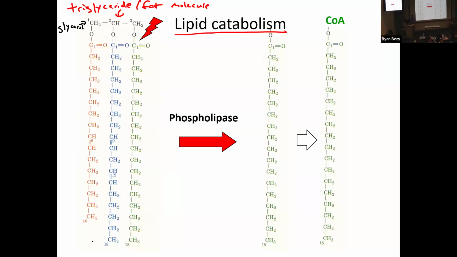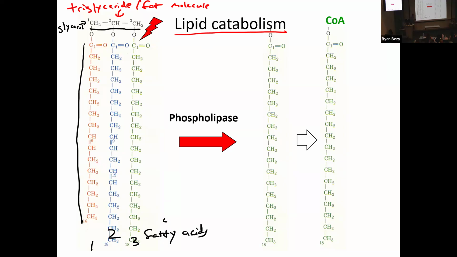To that are attached 1, 2, 3 fatty acids. So this entire thing right here in red is 1 fatty acid. In blue is a 2nd fatty acid. In green is a 3rd fatty acid. And these are attached onto this glycerol molecule, which is this guy up there. And this is what is called a triglyceride, or a fat molecule. So when we're talking about fat molecules, this is what they look like chemically.